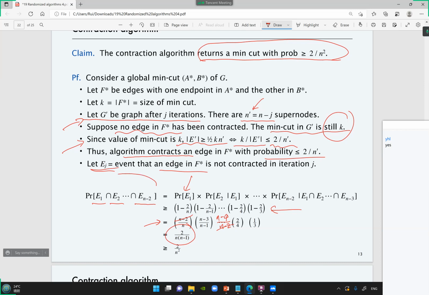And so that means that the probability that you don't contract a min-cut edge in any iteration is going to be at least 2 over n squared. Okay, and if you never contract these min-cut edges, then in the end, this algorithm is going to return a min-cut. So therefore, the algorithm succeeds with probability at least 2 over n squared.